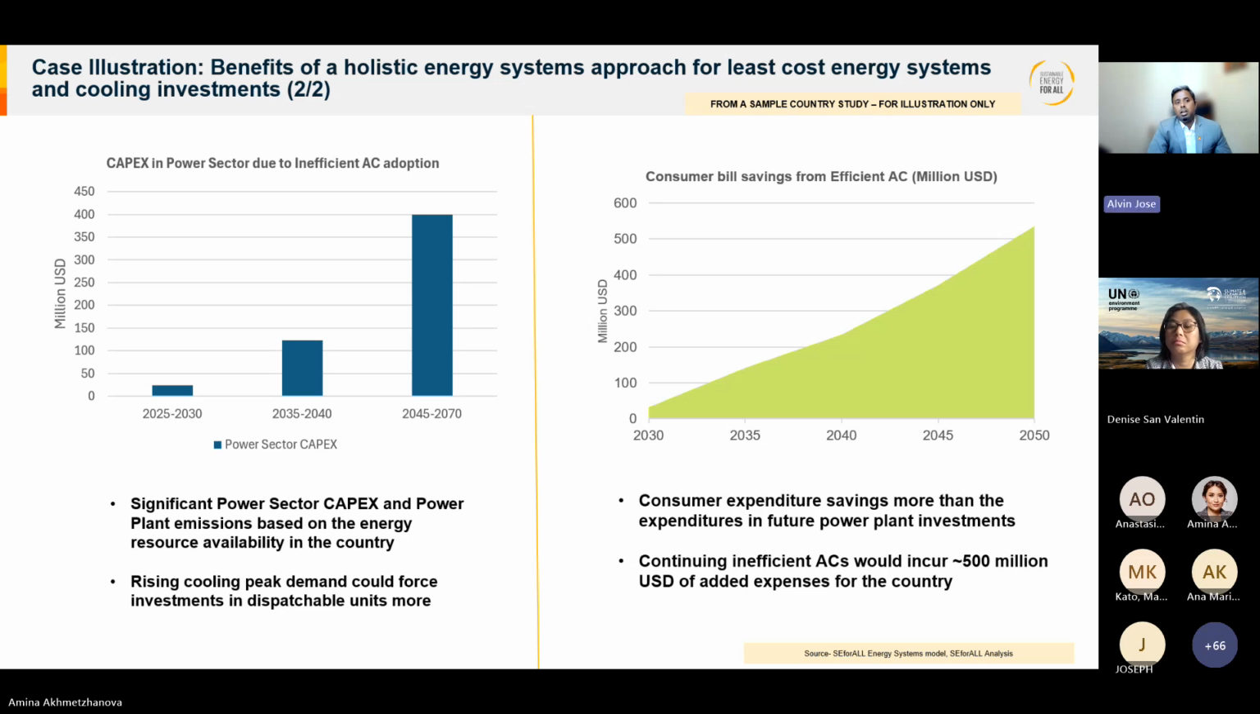Flip side, if one is actually able to adopt the efficient ACs, you're looking at around 500 million USD. So actually a bit more, say 100 million more USD of savings on the consumer bill. And that is actually the net effect of the kind of choices that we make in the modeling effort that we work with, which optimizes for the least cost solution set.